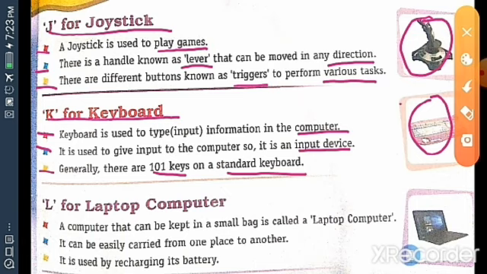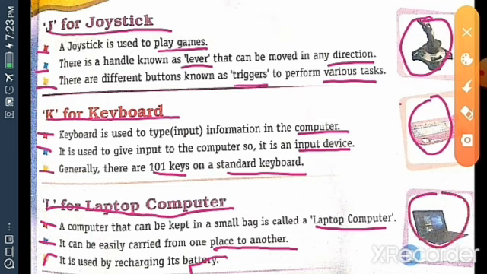Okay, now our next letter is L for laptop computer. First one, a computer that can be kept in a small bag is called laptop computer. Second thing, it can be easily carried from one place to another place. Third one, it is used by recharging its battery. Okay, see, this is laptop.